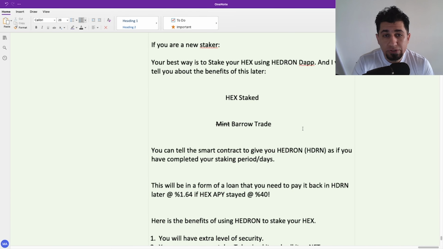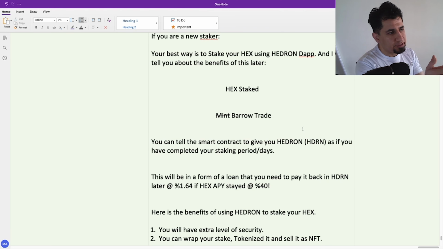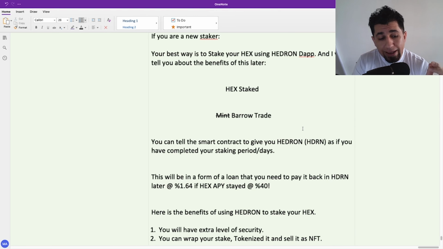Stay with me. Here is the benefit of using HEDRON to stake your Hex. Remember, you can go to hex.com, buy your Hex, and stake it there, or you can go to the HEDRON protocol, buy Hex, and stake it there using their protocol. Here's what the benefits are. You will have an extra level of security. Why is that? What does that mean? Well, when you buy the Hex and stake your Hex using HEDRON, it will only show on the blockchain as an interaction that you have done with the HEDRON protocol in general. So that's just an extra level of security against hackers or trackers, or call them whatever you want, right?